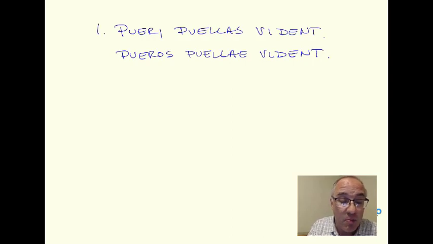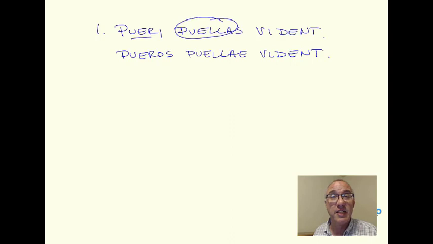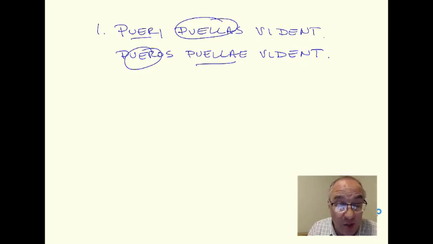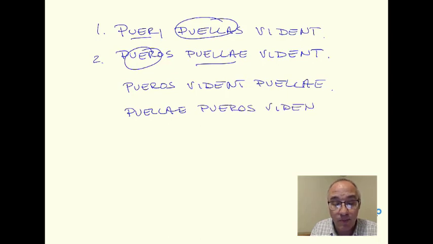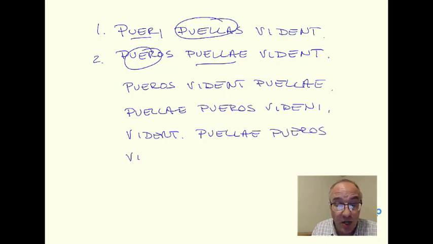Now the second sentence says the girls see the boys. In the first sentence, pueri is your subject and puellas is the direct object. In the second sentence, puellae is the subject, pueros is the direct object. And I can put them in any order. For example, in sentence number 2, girls see the boys. I can put it in any order I want. Pueros, the boys, vident, see girls. Or I could say puellae, pueros, vident. That's very Latin. Vident, puellae, pueros. Let's do another combination. One more. Vident, pueros, puellae.